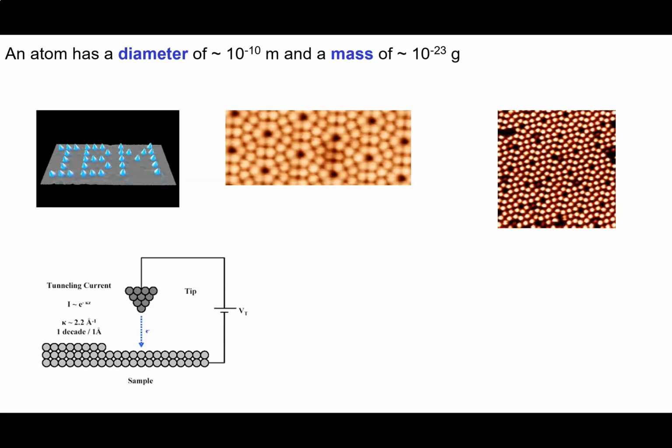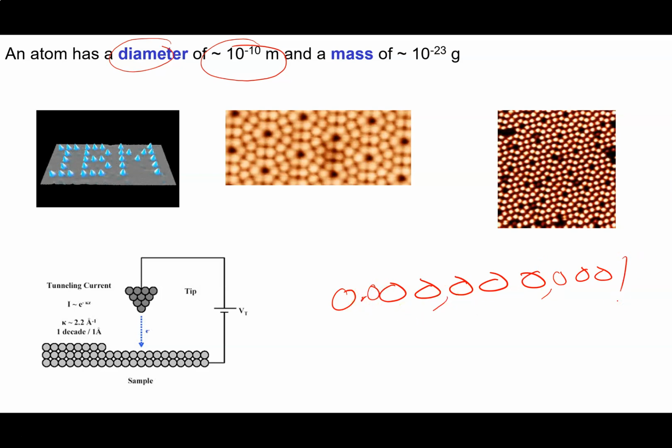So what do these things called atoms look like? Well, atoms have a diameter of around 10 to the minus 10 meters, so 9 zeros. They count. One more. And a 1 at the end. Meters, so they're pretty darn small. And they weigh about 10 to the minus 23 grams.